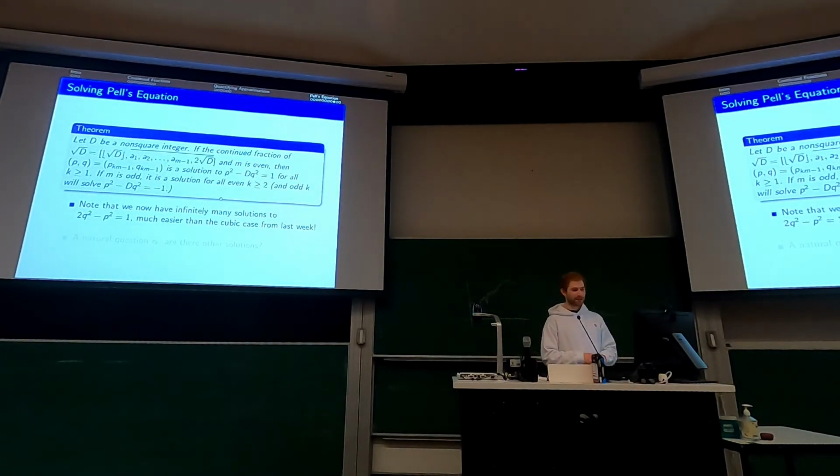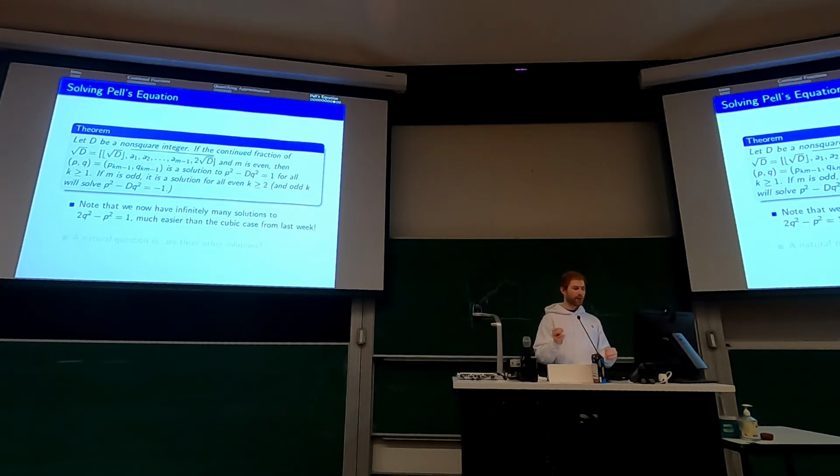So we can formalize this as a little theorem. If d is a non-square integer with this continued fraction, and m is even, so it has an even period, then for all k, the convergents essentially are a solution to Pell's equation. And if m is odd, then all the even ones are a solution to Pell's equation. Okay, so we've got infinitely many solutions to Pell's equation now.